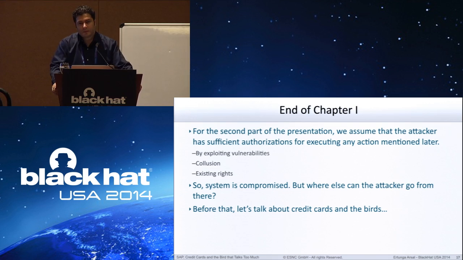For this part, we should assume that the SAP system is now compromised in certain ways: by collusion, by exploiting vulnerabilities, or by existing rights. And let's look at what else can be done on these systems. But before that, we'll talk a little bit about payment cards, because we also want to see how payment cards can be extracted from SAP systems, so that we can protect them.